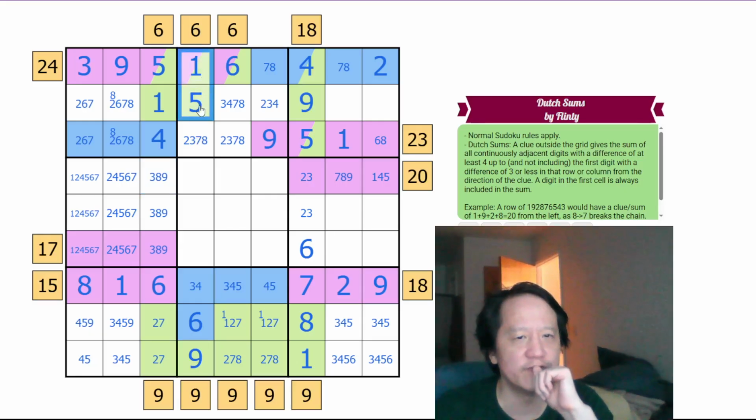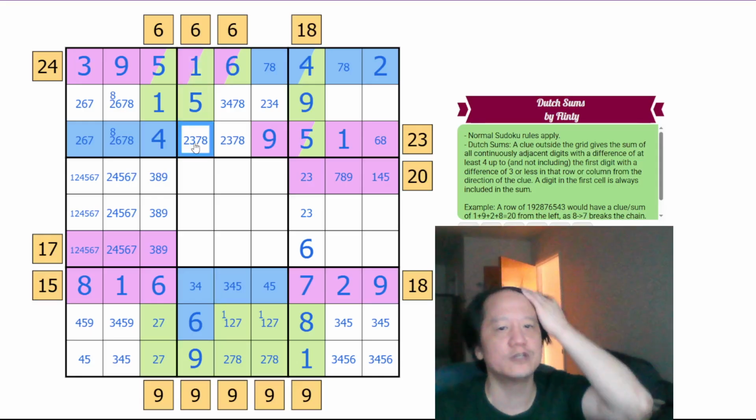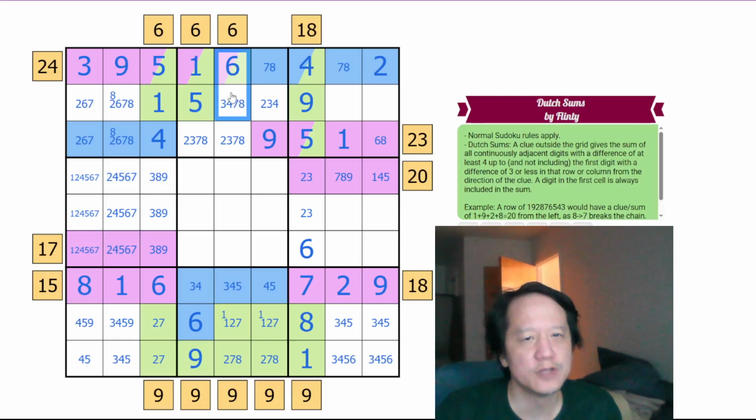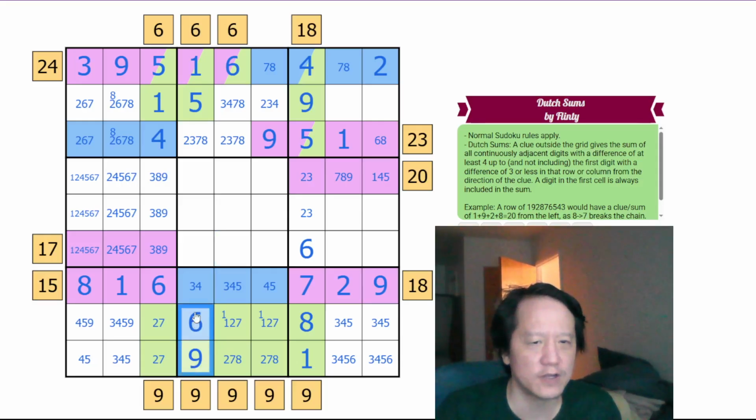5, we have 1, 5 here. That's 6. Difference of 3, 2, 2, or 3, because this can't be 9. 6 cannot have 2 here, so it's a difference of 3, 2, 1, or 2. So that is fine there. 9 and 6, that's fine.